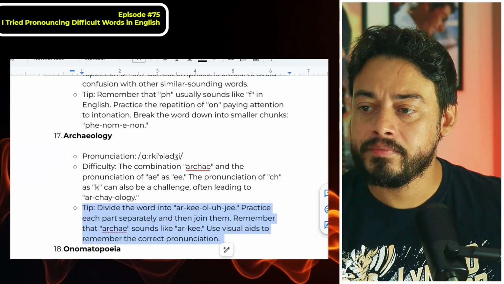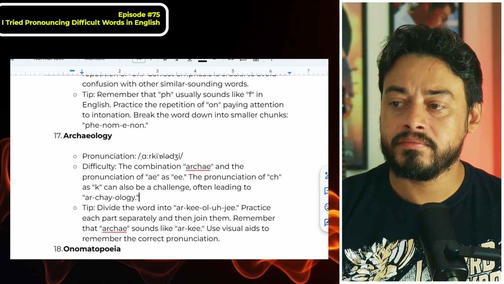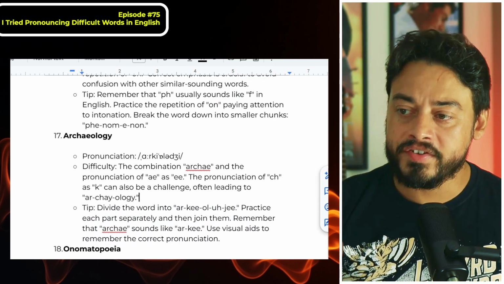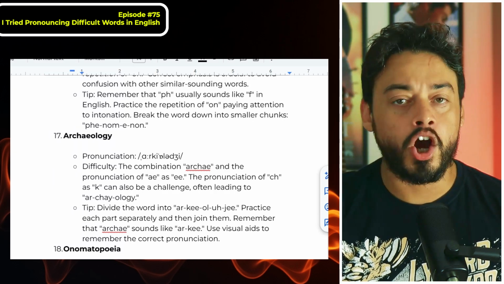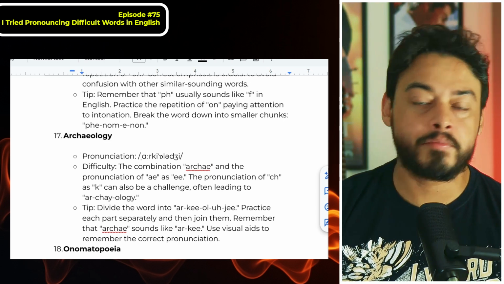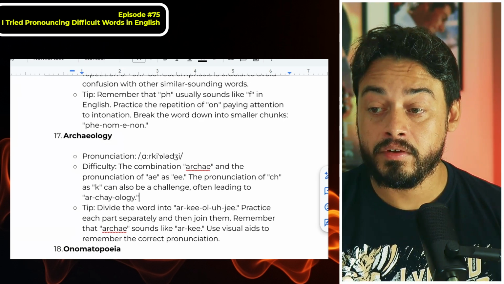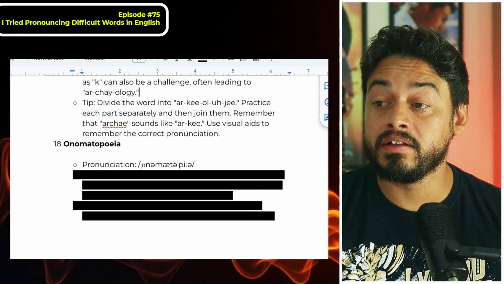Here's the tip. Divide the word into parts, archaeology. You see? Practice each part separately and then join them. Remember that archae sounds like ar-kee, all right? And use visual aids to remember the correct pronunciation if you need them, all right? Next word we have, this is a mouthful as well.